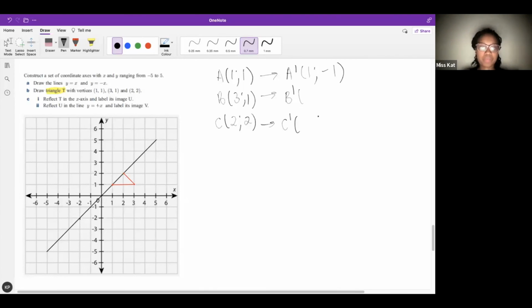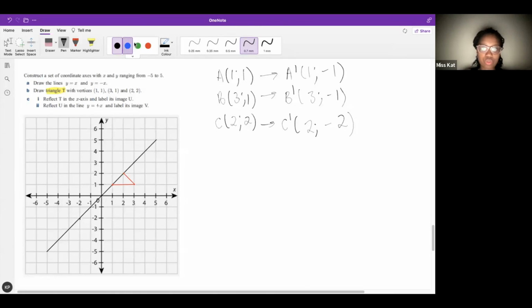Wonderful. What's B prime? What's the coordinate for B prime? 3 and negative 1. And the last one, the coordinate for C prime. Be careful. Remember, we don't change the x coordinate. 2 and negative 2. Okay, did I lose anyone in this process? Let's have a short check-in.